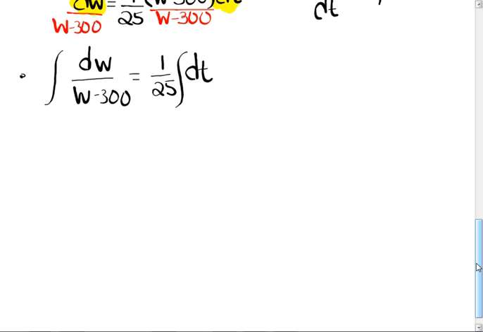What'd you say, Cole? It's the natural log of the absolute value of w minus 300. Make sure you have that absolute value in there. Equals 1/25 times what? t.